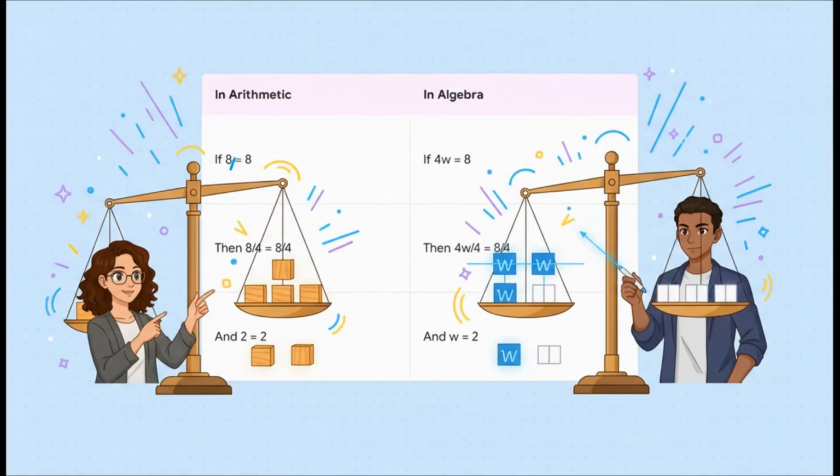And you can see exactly how it works here. Look at the left side, with regular old numbers. It's kind of obvious, right? If 8 equals 8, then of course 8 divided by 4 is going to equal 8 divided by 4. You get 2 equals 2. The scale is still perfectly level. Now just look over to the right. We use the exact same logic in algebra. To get that w all by itself, we divide the 4w by 4. And to keep the scale happy, we've got to do the same thing to the 8. And boom, just like that, we see that w equals 2.